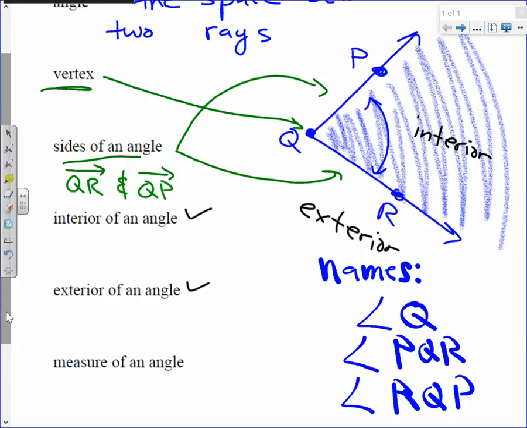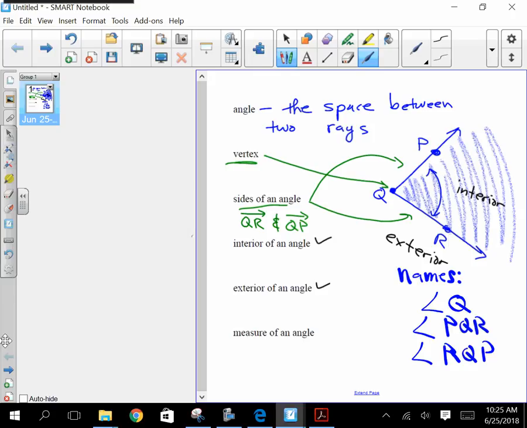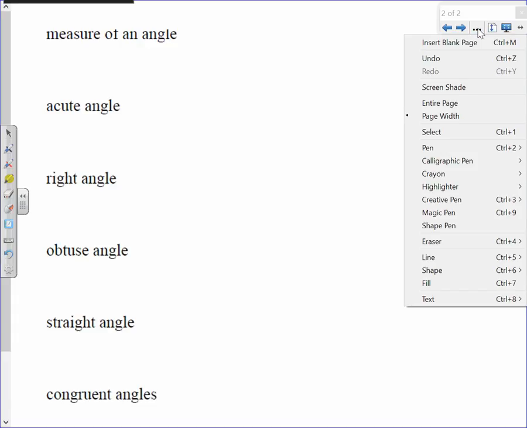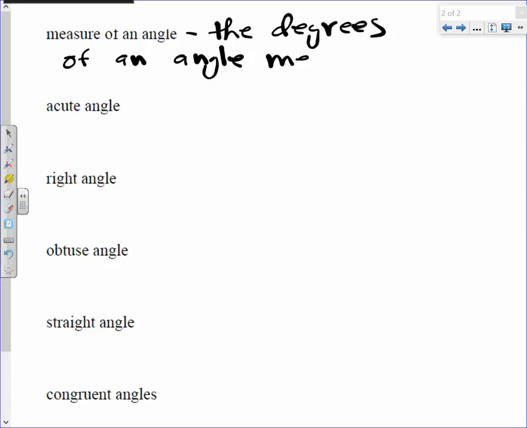What about the measure of an angle? How do you measure an angle? Do you measure it in inches? Do you measure an angle in feet? Do you measure an angle in meters or miles? Let's see. Look at what Homeboy's going to say. The degrees of an angle, measured with a protractor.